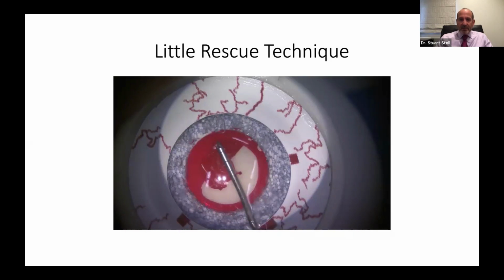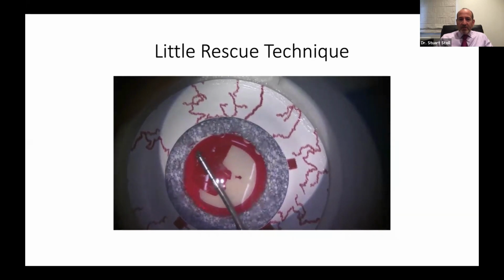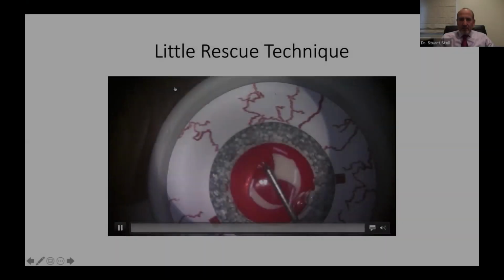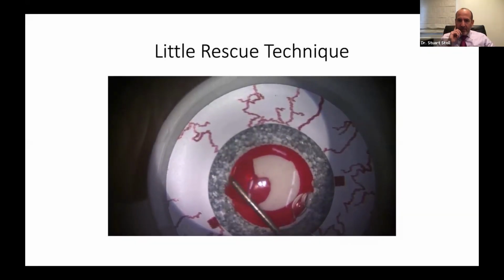So here's our Little rescue technique. You can see the tips are going outward a little bit. The capsule's starting to run. Recognize it early. Okay, so here we are back with the Little rescue technique.